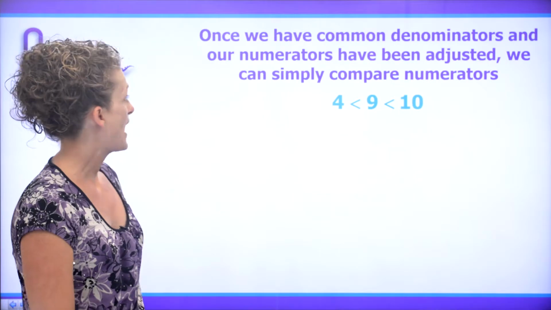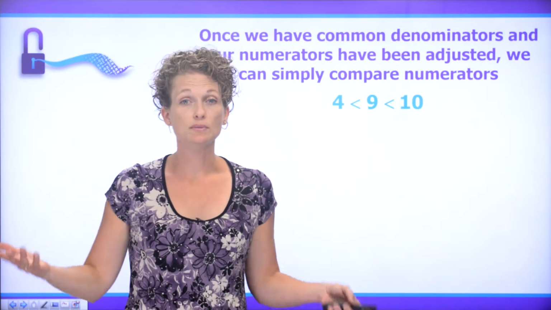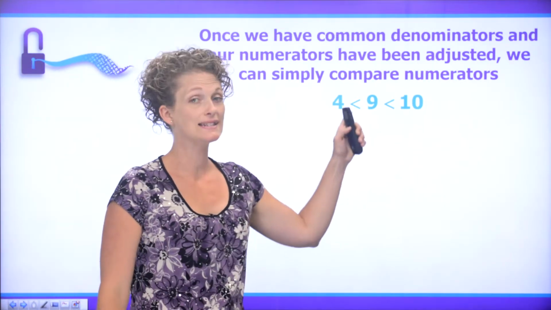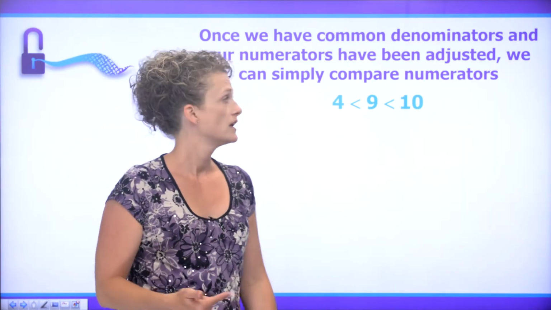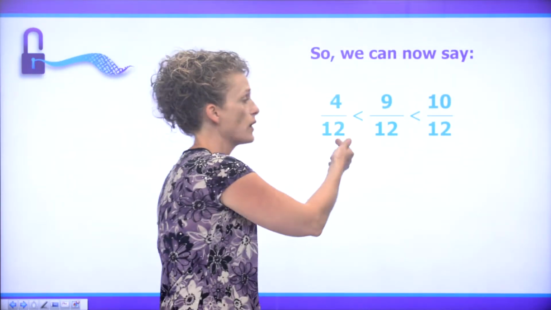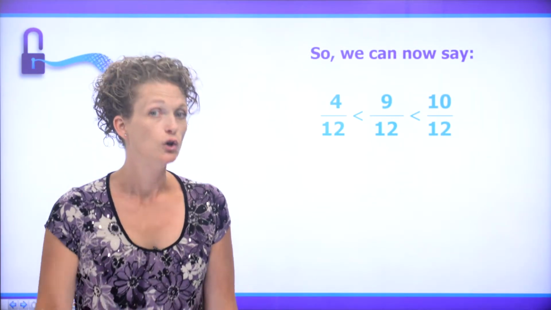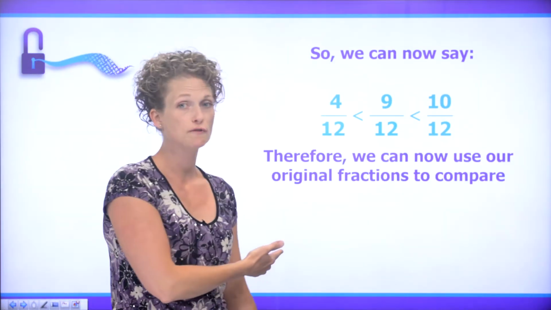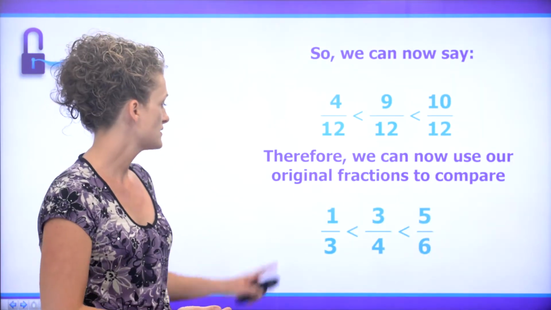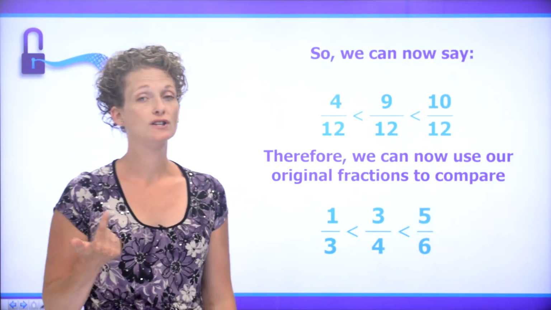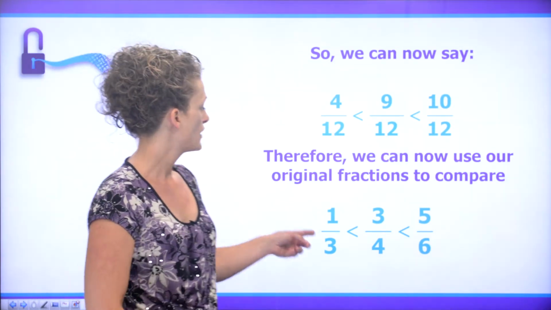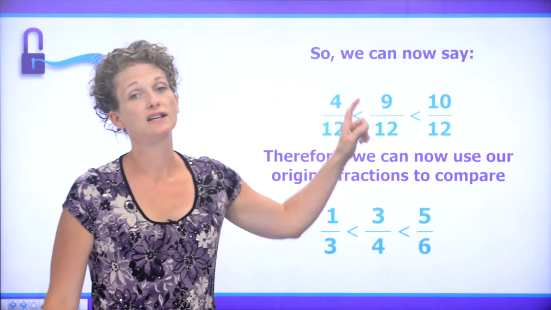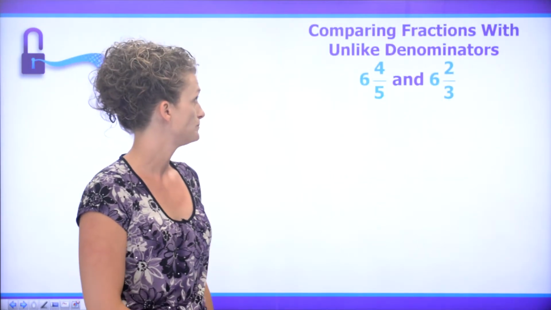So now that we have a common denominator, we can simply take the numerators and compare the numerators. And we know that 4 is less than 9, which is less than 10. So from that, we can say that 4/12 is less than 9/12, which is less than 10/12. If we want to go back to our original fractions to compare them, we can now say 1/3 is less than 3/4, which is less than 5/6. 1/3 is equivalent to 4/12, 3/4 is equivalent to 9/12, and 5/6 is equivalent to 10/12.